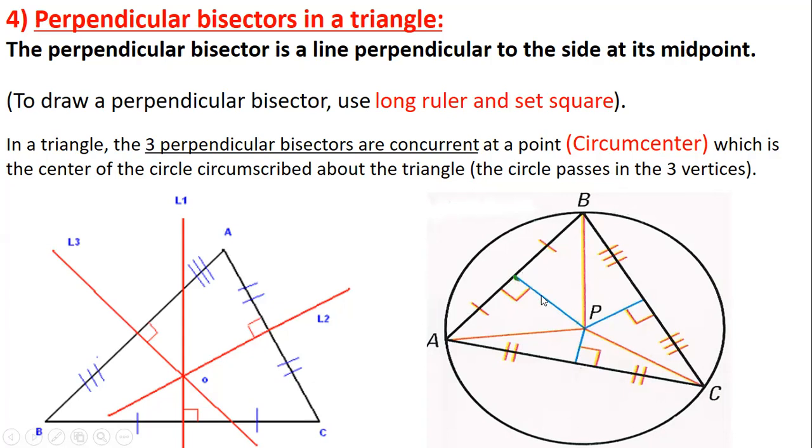So after drawing the three perpendicular bisectors, these red lines are the perpendicular bisectors. They intersect at P. So P will be the center of the circle drawn around the triangle ABC. So if you get your compass, you put the needle of the compass at P and open it as B, then try to draw a circle. This circle will pass through the three vertices of the triangle. So circumscribed means around the triangle ABC. Now let's watch a video to show you how we draw a perpendicular bisector in a triangle.